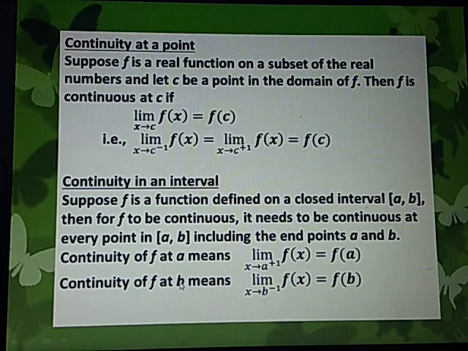In the same way, when we say continuity of function f at b, then it will mean the value of the function at b should be the same as limit x tending to b from the left side. As far as numbers in between are concerned, we can find the left hand limit and the right hand limit at those points and the value of the function at that point. So only at the end points, this restriction is there. Okay, so this is how continuity at a point and in an interval can be defined.